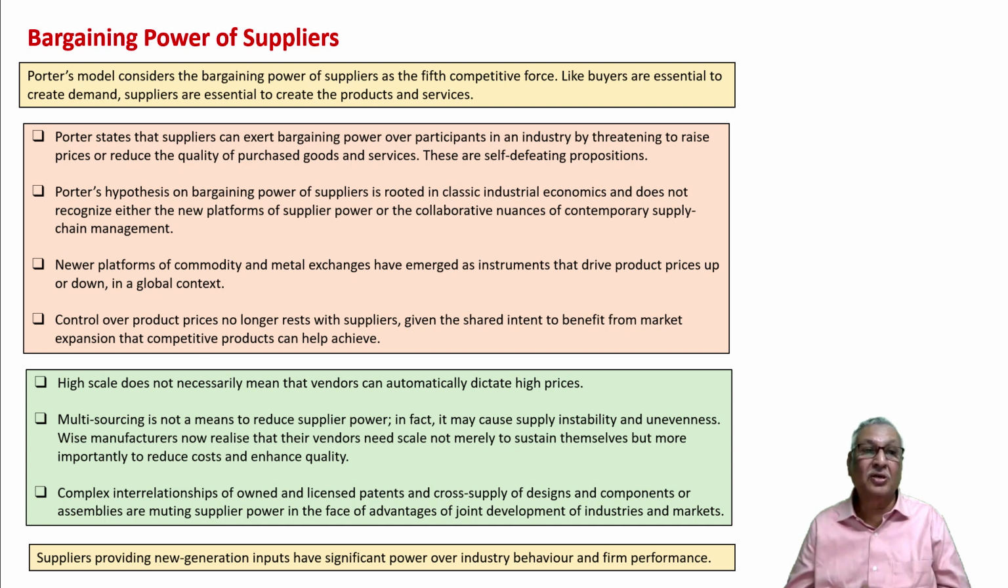The last but not the least, the bargaining power of suppliers. Like buyers are essential to create demand, suppliers are essential to create the products and services. Suppliers can exert bargaining power over participants in an industry by threatening to raise prices or reduce the quality of purchased goods and services. But these are self-defeating propositions. Porter's hypothesis on bargaining power of suppliers is rooted in classic industrial economics and does not recognize either the new platforms of supplier power or the collaborative nuances of contemporary supply chain management.